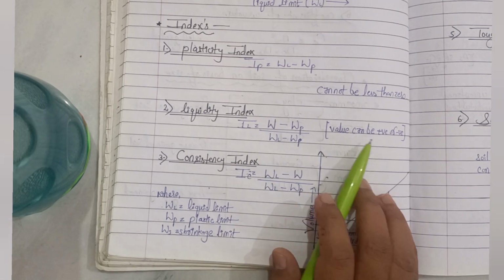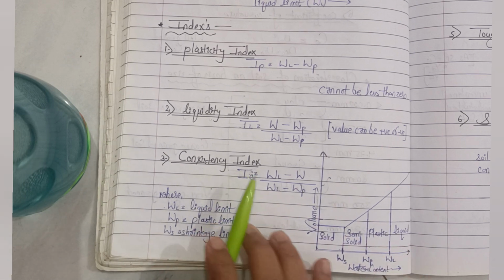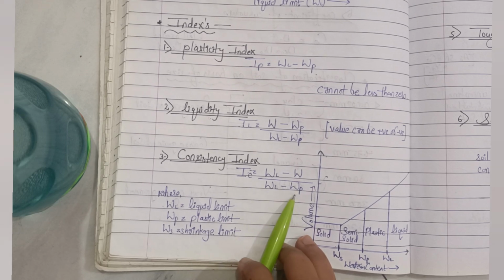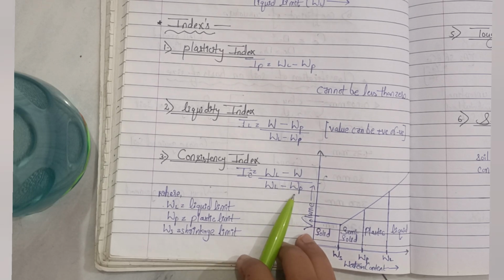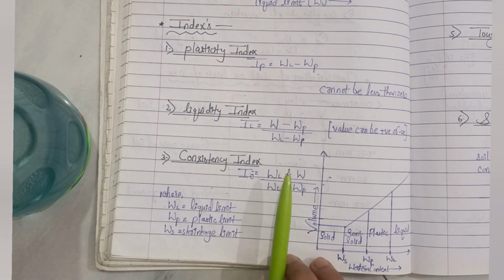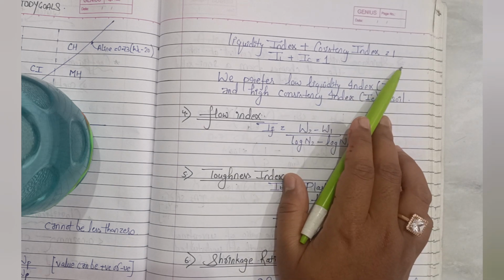Okay, its value can be positive or negative. Next is your consistency index. It will be equal to (WL minus W) upon (WL minus WP). Okay, so these are your three indices. Now we will move ahead. Your liquidity index plus your consistency index is equal to 1.